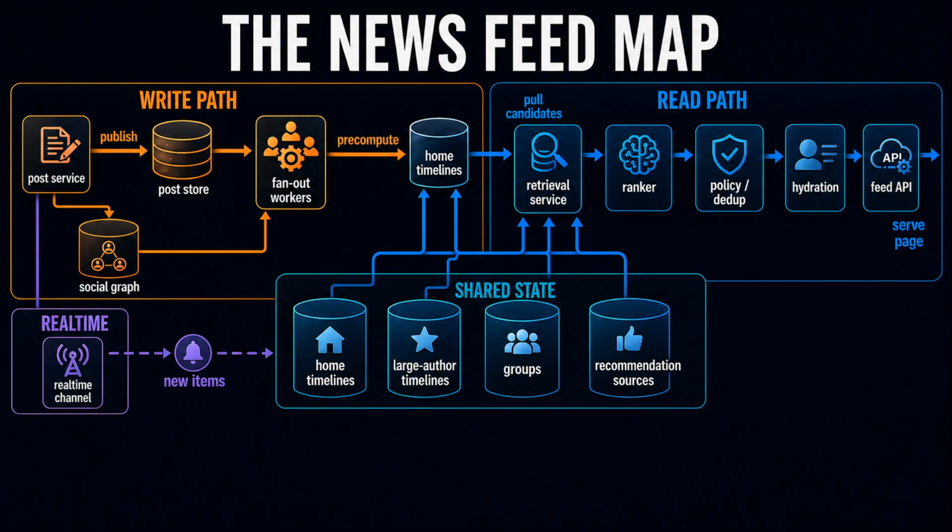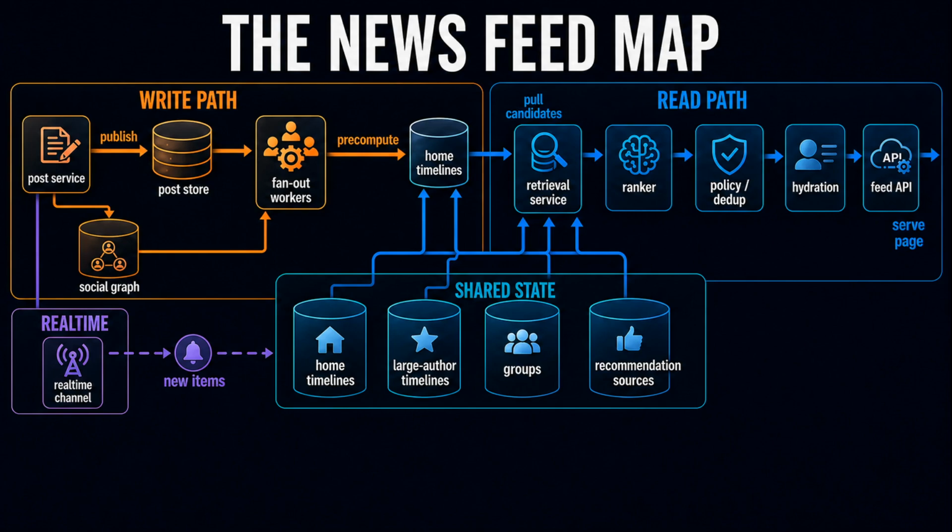Now back to the map. The post store holds the canonical post. The social graph defines who can see what. Fan-out workers pre-compute home feed entries for ordinary authors and active viewers. Very large authors, recommendations, and groups get pulled at read time. The feed retrieval service gathers candidates from all of those. The ranker scores them. The policy layer enforces visibility. Deduplication merges duplicate stories. Diversity rules shape the page.